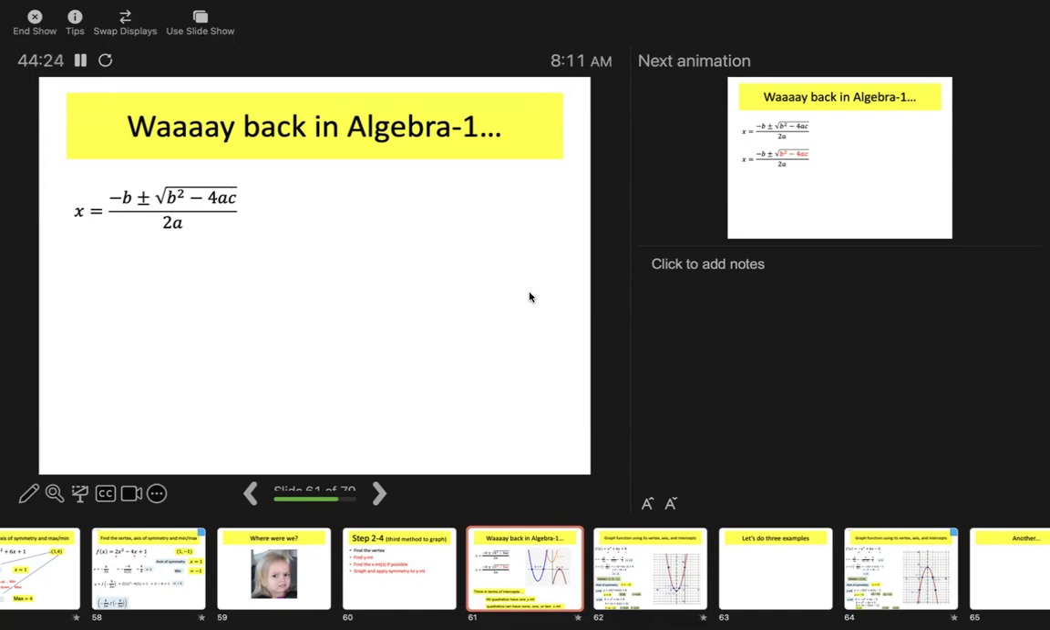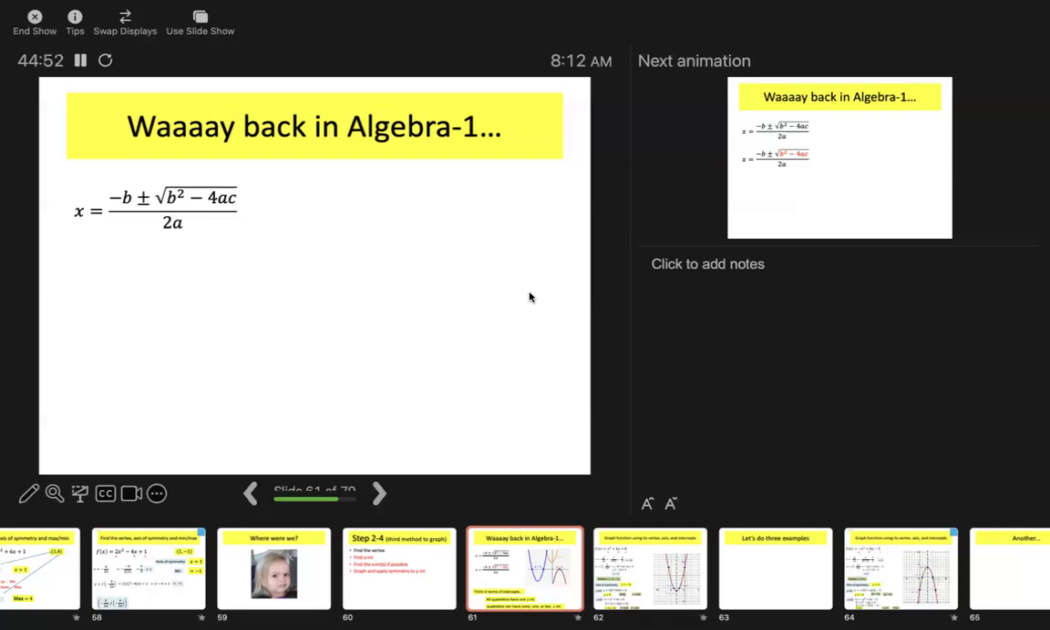We are going to judge our parabolas based upon its discriminant. And the discriminant tells us, do you remember, the b squared minus 4ac. It tells us how many solutions there are: no solutions, one solution, or two solutions. Remember how that works? If b squared minus 4ac is negative, can you take the square root of a negative number? No. Then this one would be no solution.